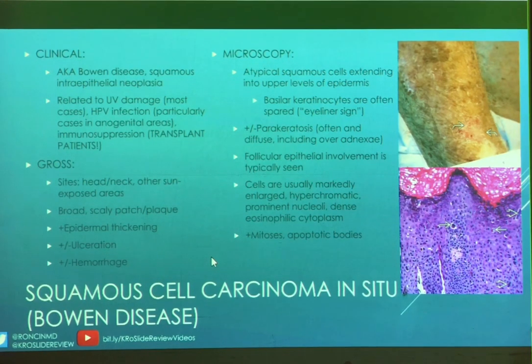You may or may not see parakeratosis. We did. And when you do, it's often diffuse, including over the adnexa. Again, a little different from our actinic keratosis. Follicular epithelial involvement is typically seen, another thing that's different from our actinic keratosis. So this stuff likes to go everywhere. Your cells are usually markedly enlarged, which means they're huge. They're hyperchromatic, with prominent nucleoli and very dense eosinophilic cytoplasm. I would argue that the cytoplasm in our case was a little more amphophilic, which is just a fancy way of saying it's slightly purplish. You will see mitotic figures, and you will see apoptotic bodies. What your arrow is pointing to in the picture is an apoptotic body, the closed arrows. The open arrow, I'm not exactly sure, because it's right on the edge. Maybe just very large hyperchromatic nuclei.